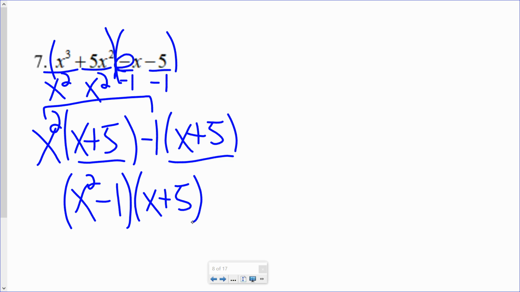Can I factor any further? I keep on asking myself that. The answer's always been no. Well, let's try it now. GCF no. Dots, difference, yes. X squared is a perfect square. 1's a perfect square. It's dots. So I factor further. Dots is always.